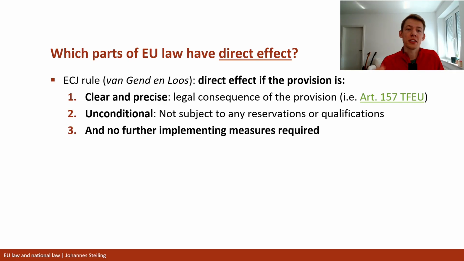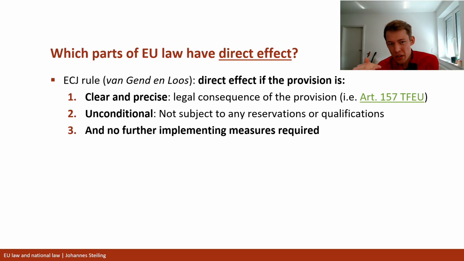And then the third one, and this is pretty obvious, there must be no further implementing measures required. So this is basically already where the directive fails, but other provisions could also fail. For example, if our primary law provision tells us that the member state has to establish an agency, the member state has to adopt a legal act, or even EU institutions have to decide something, they have to adopt a legal act, then the provision can't have direct effect because there is a further measure required.